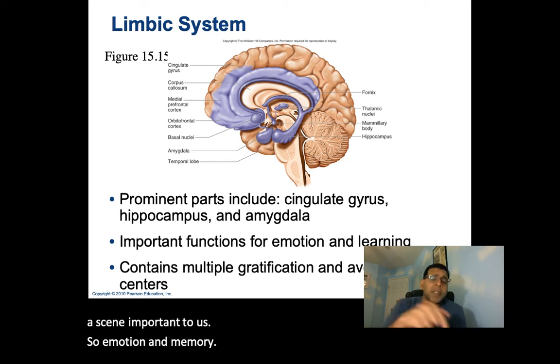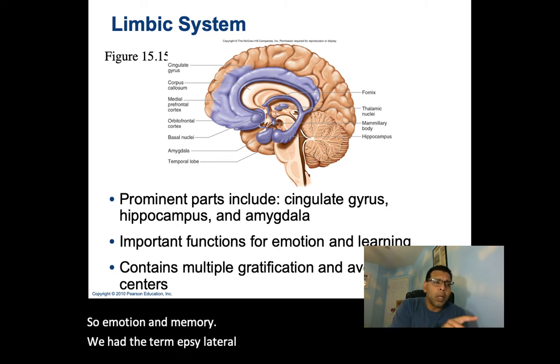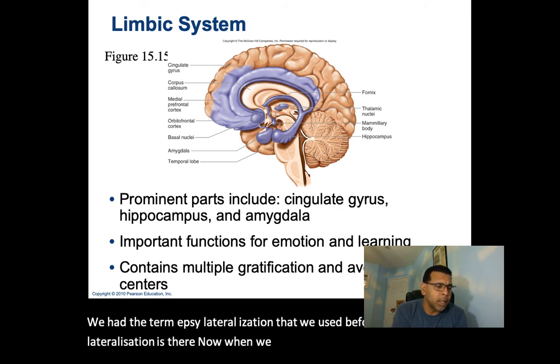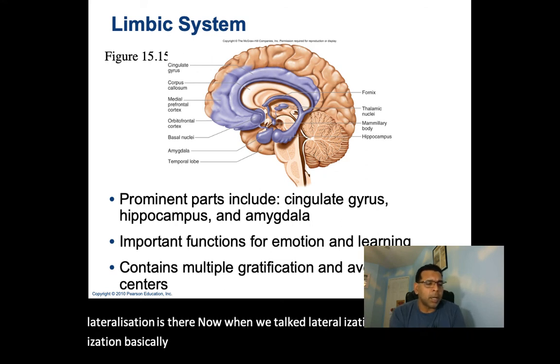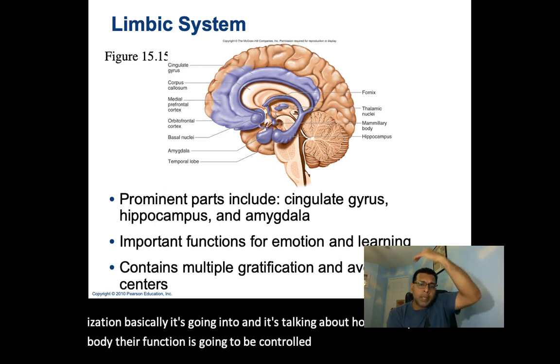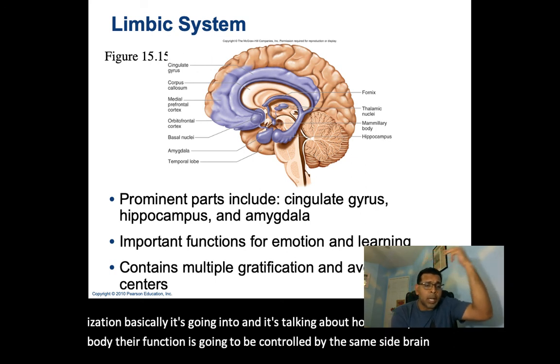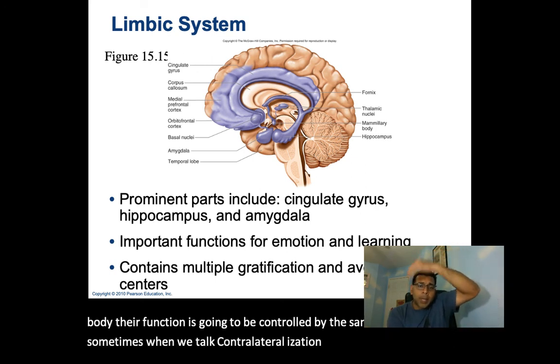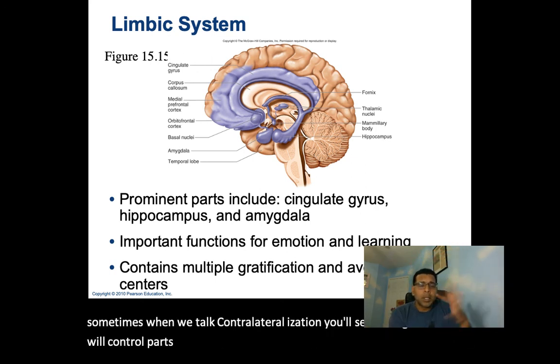We had the term ipsilateralization that we used before. Now the term lateralization is there. When we talk lateralization and contralateralization, basically it's about how some parts of the body have their function controlled by the same side of the brain, or sometimes with contralateralization, you'll see the right side of the brain controlling parts on the left side. So that's basically what these two terms refer to.